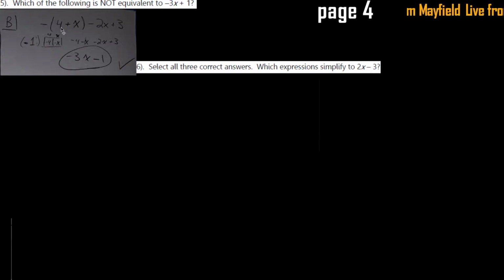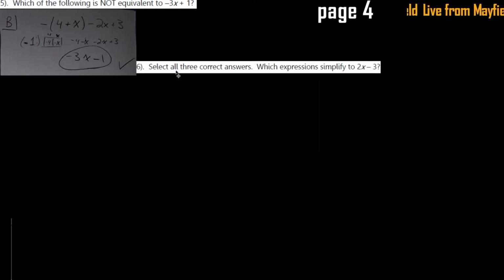Again, you make the distributive property first, and so we're going to do negative 1 times a positive 4. That's a negative 4, and then a negative 1 times x is a negative 1x. And then again, you write the rest of the expression. So make sure, if you need to write that 1 attached to the x for yourself, so that makes it a little bit easier, please do. Again, we group those like terms, and so we have 3 negative x's and 1 negative 1. And so we know that that is not equivalent to negative 3x plus 1. And so we can select B for that one.